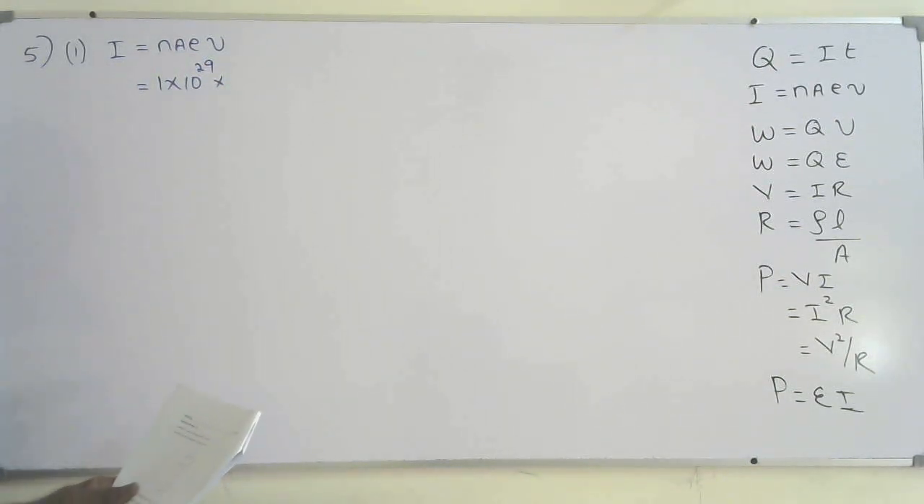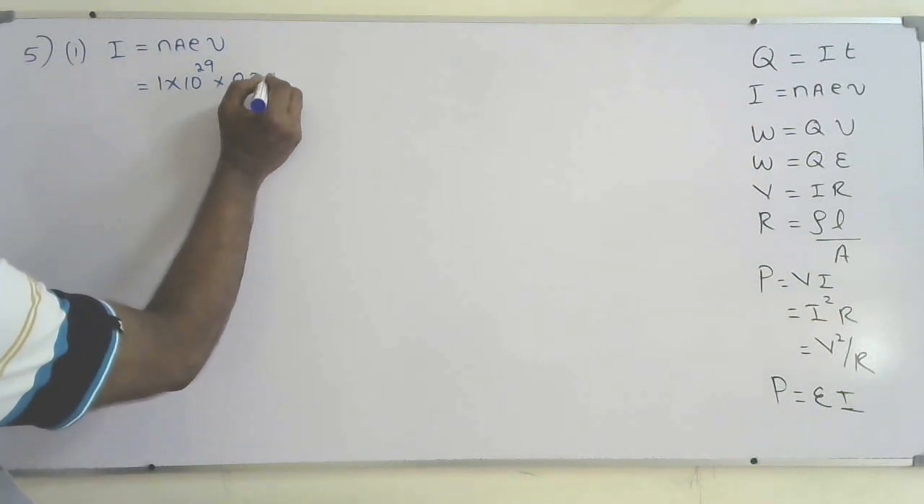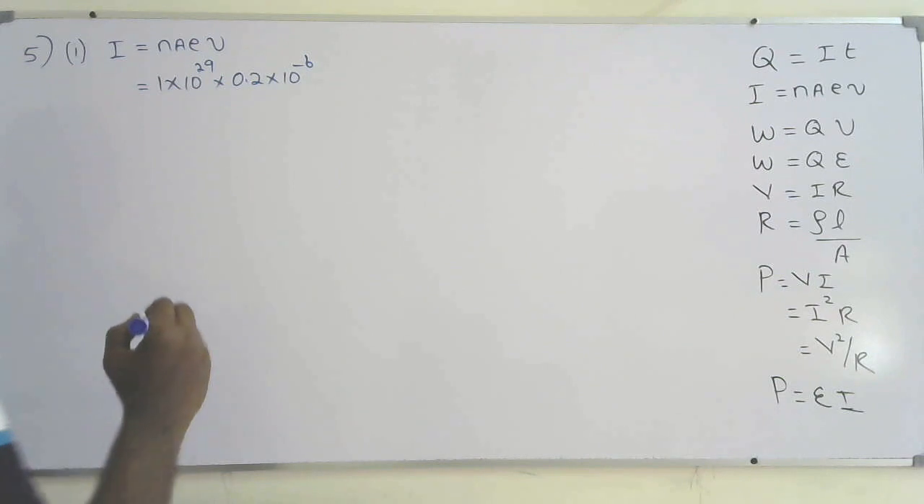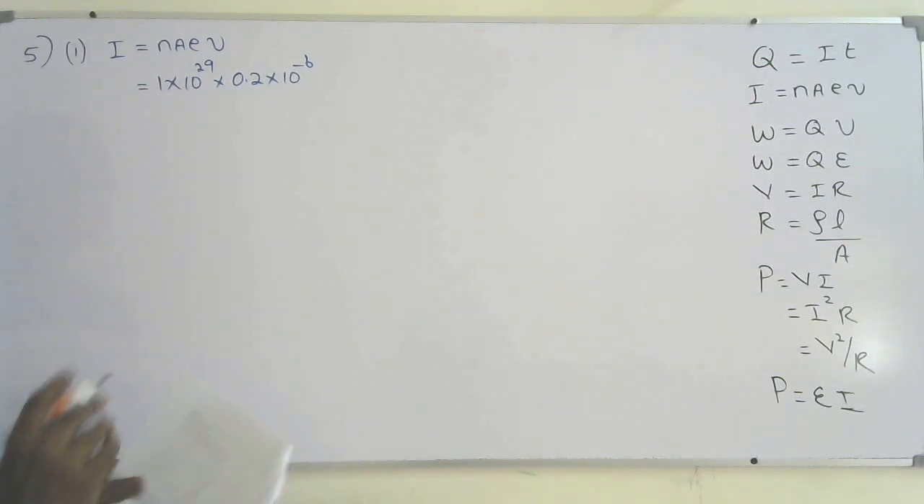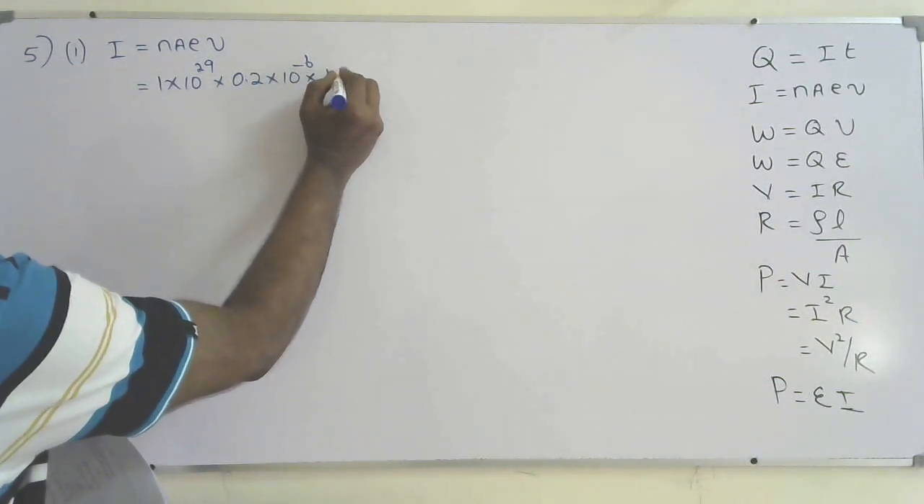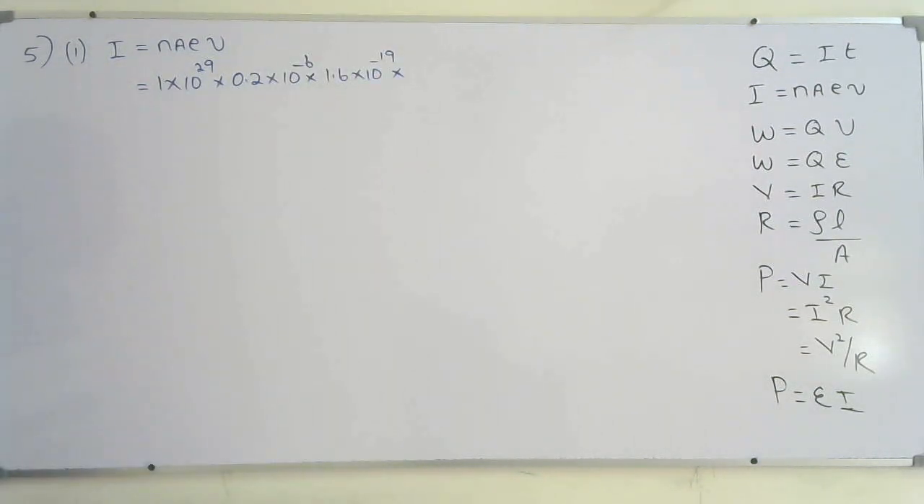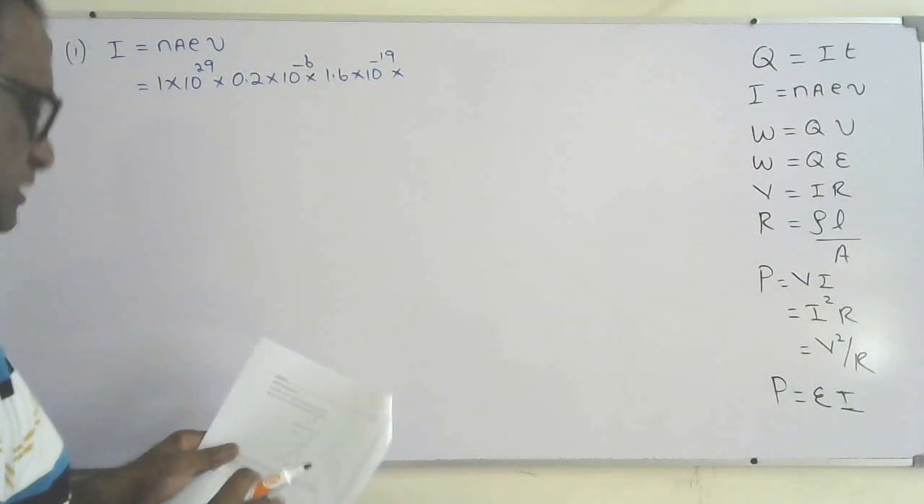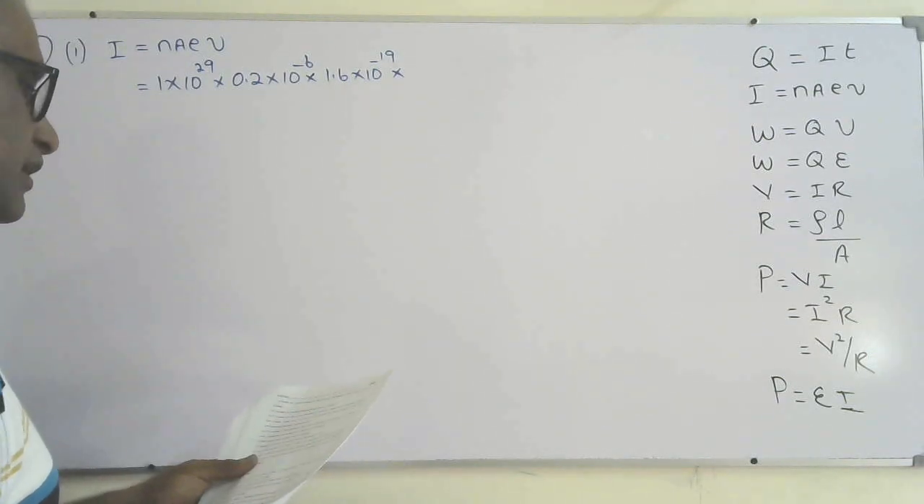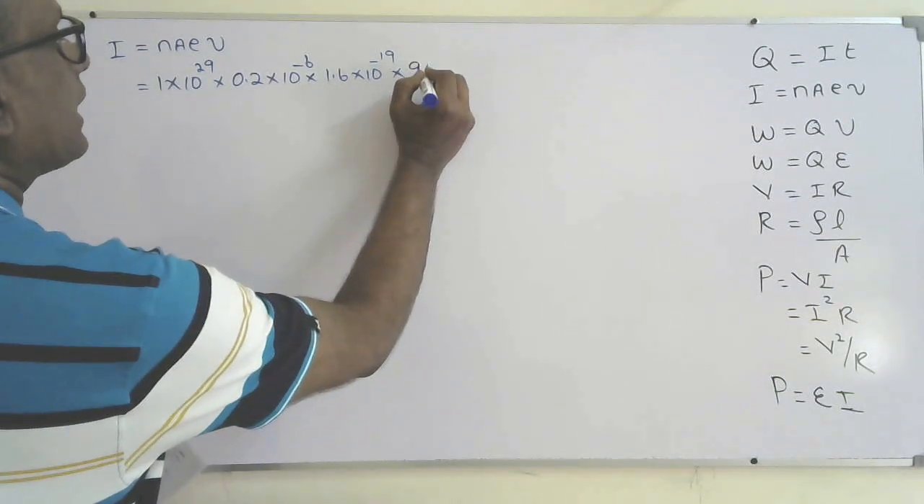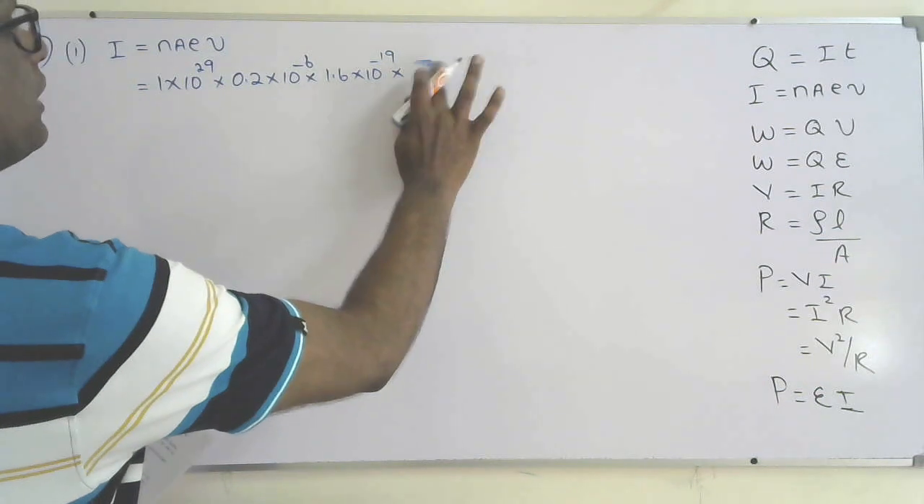The area of cross section is given as 0.2 into 10 to the power minus 6. The charge of an electron is 1.6 into 10 to the power minus 19. You can get it in the data sheet of your question paper. And the drift speed is given as 0.94 millimeter per second.